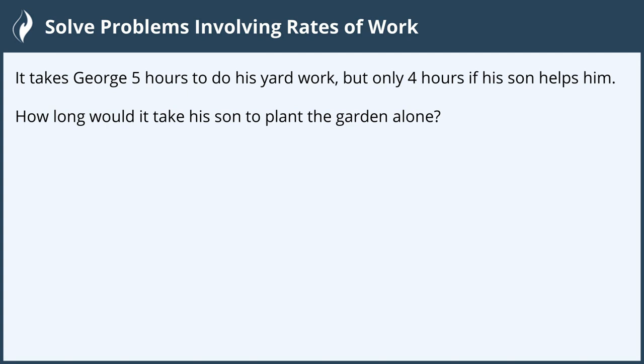Our story problem has given us a few different rates. The first one is the rate that George takes all by himself and the rate it takes if his son helps him. However, we don't know how fast his son will work, but we do know the total of George working and his son working. So if we take the rate at which George works and we add the rate at which his son works, we will get the rate at which they both work. I'm going to call this T for the total with both of them.